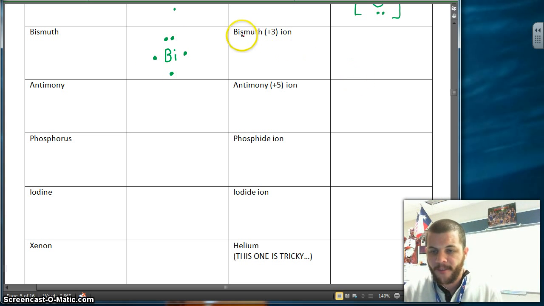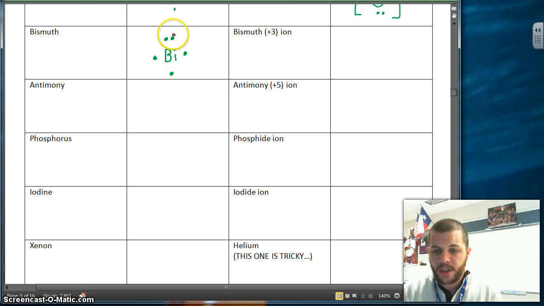Now, we need to be careful with its ion, because it says that it forms a +3 ion. Well, we know that bismuth can form a +3 or a +5 ion. In this case, it's forming a +3. So what that means for us is that it's going to lose 3 electrons.